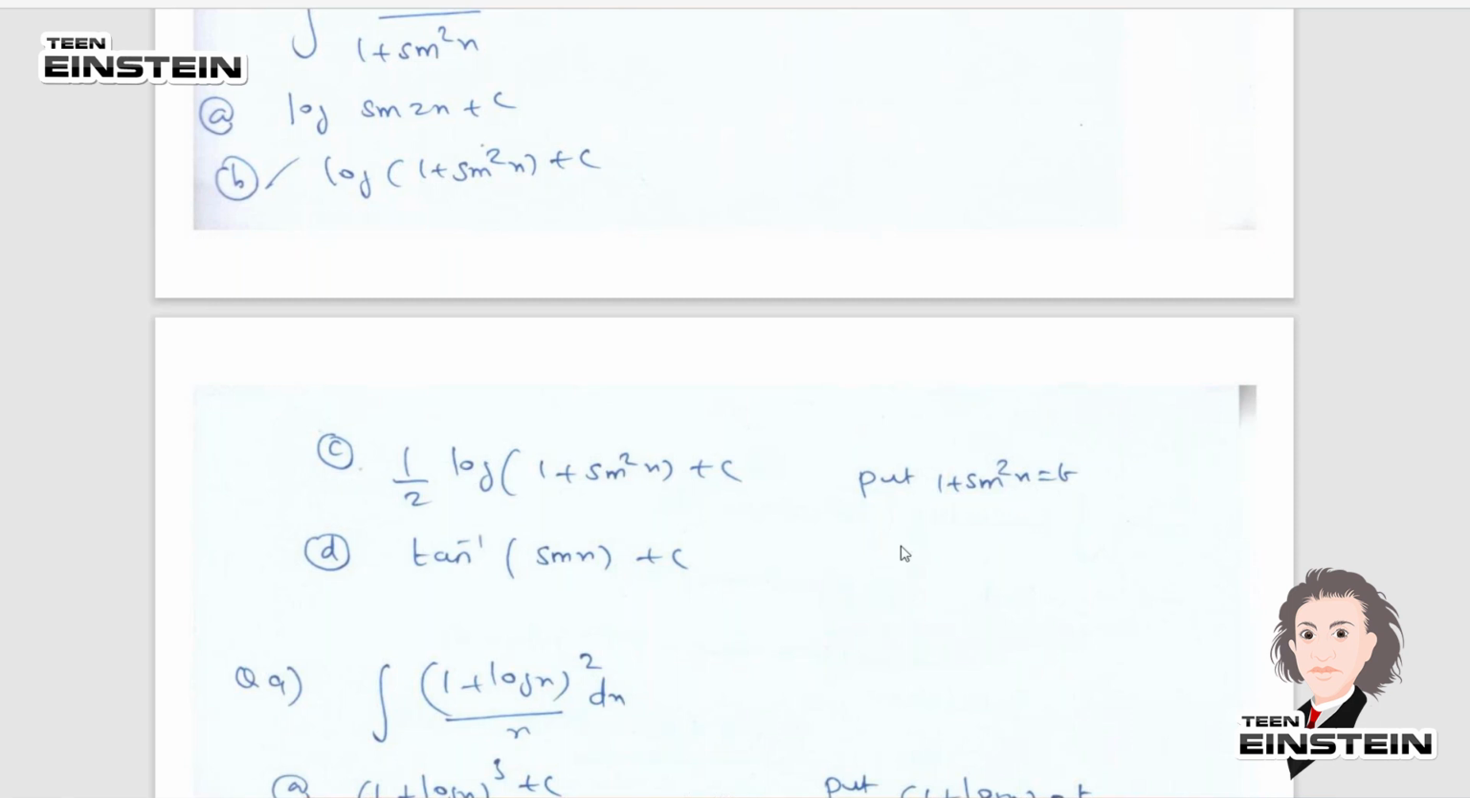So what is the substitution here? 1 plus sine square x is equal to t. Okay, so log of 1 plus sine square x. So option B is correct. Log of 1 plus sine square x plus constant of integration. Do you all understand? Say yes or no.